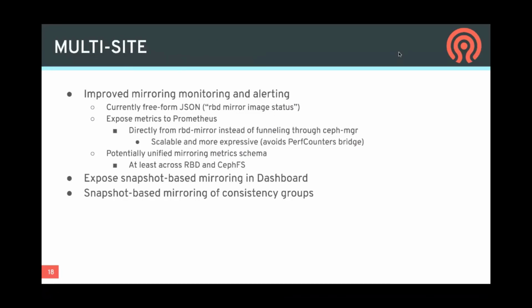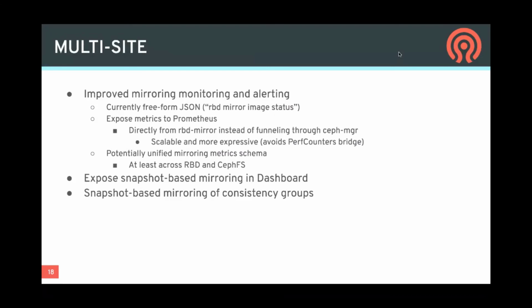On the multi-site front, we're looking to improve mirroring monitoring and alerting. The goal is to come up with a unified mirroring metrics schema, at least across RBD and CephFS, and expose these metrics to Prometheus. It should be done directly from RBD Mirror to avoid adding to the growing pile of manager performance and scalability issues. And it would also be more expressive because we can avoid the Ceph perf counters bridge.